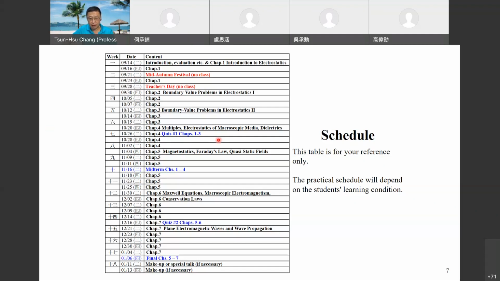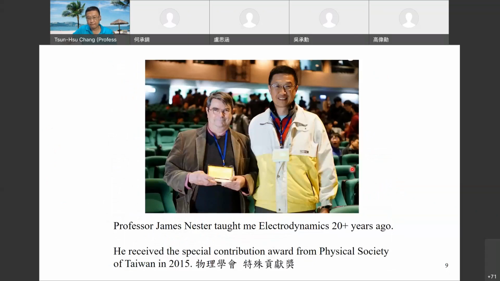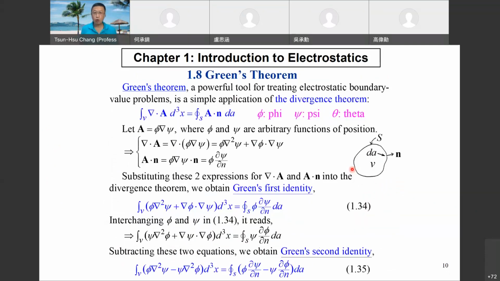Okay. Today, we will talk about chapter 1. So let's move on to chapter 1. Today we will cover two sections: section 1.8, Green's theorem, and section 1.9, the uniqueness theorem. These two theorems are very important, especially Green's theorem. We will use Green's theorem over and over again.